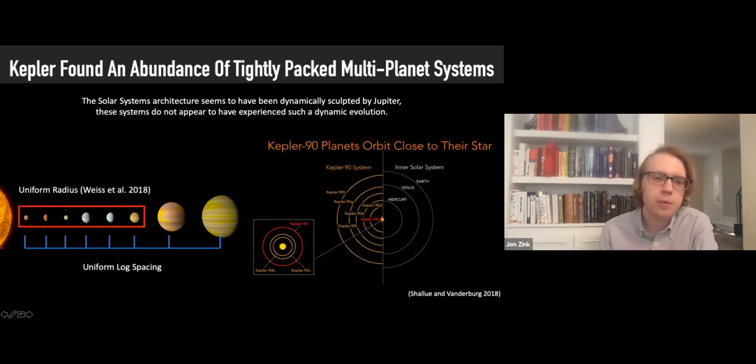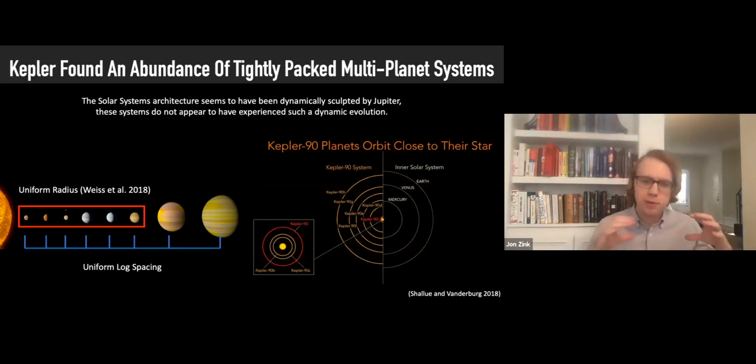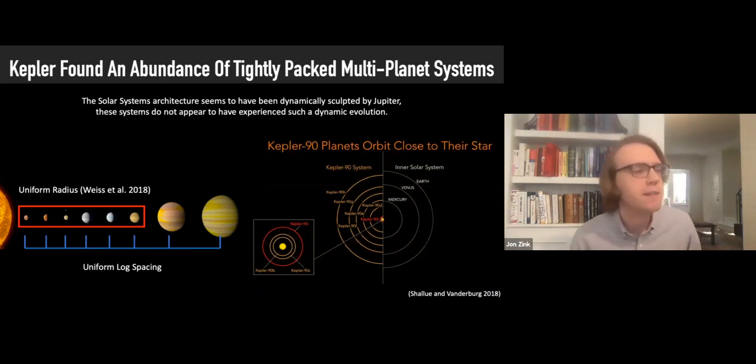And then when we looked at the radiuses of these multi-planet systems, most of them tended to have very similar radiuses. So the spread in radius for a given system was really, really small. And this led to what is known as the peas in a pod finding, right? Most of these systems are uniformly distributed in space, orbital spacing, and very consistent radiuses. So they're very similar to peas in a pod in that sense.